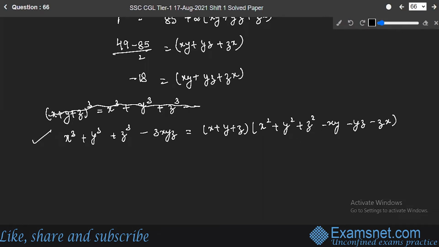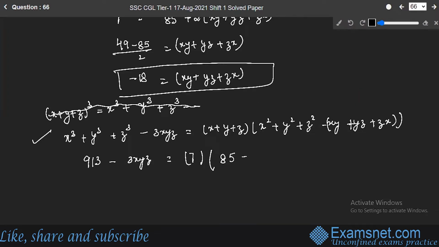So x³ + y³ + z³ you are given, this is 913, minus 3xyz. I'll leave it as such. x + y + z, this is 7. x² + y² + z², this is 85 minus... If I take minus common from here, this will change into plus, and we just solve, this is equal to minus 18. So minus of minus 18. Correct? Right?